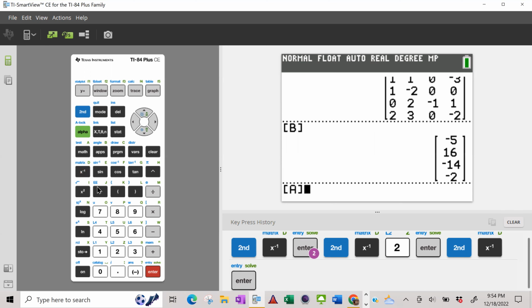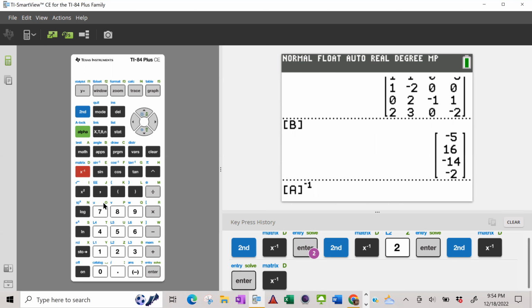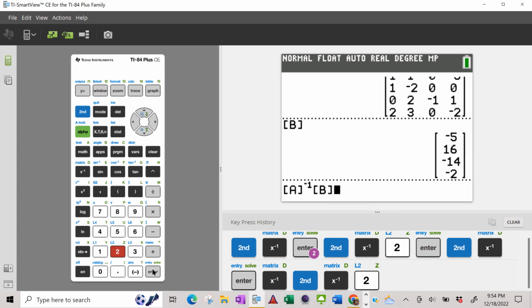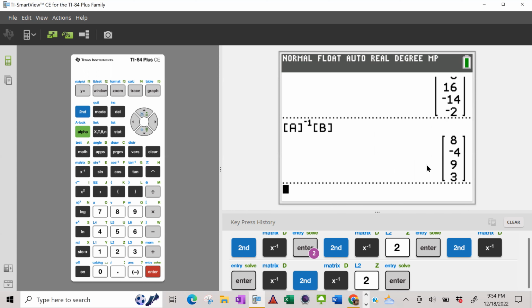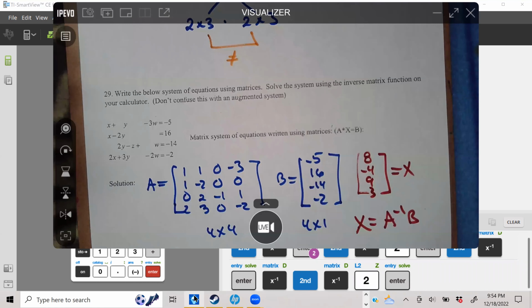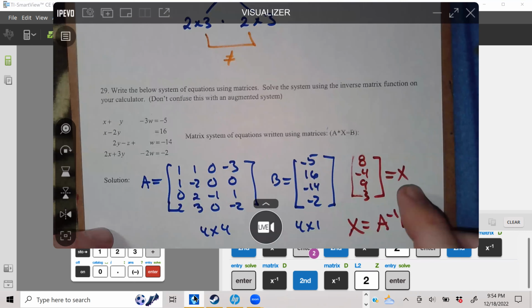So here's A. Click the X inverse key and then multiply that by matrix B. You don't need the times symbol there. It understands that they're multiplied. And bam, there you go. That's your solution. 8 for X, -4 for Y, 9 for Z, and 3 for W. So nice. All done with that one. There we go. Let's keep going.